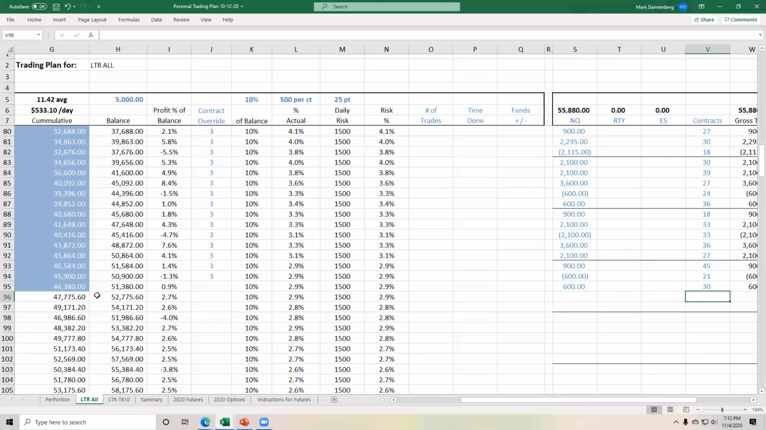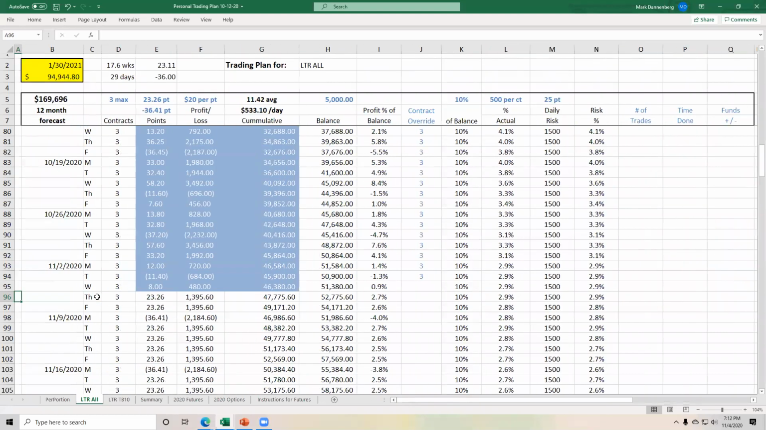All right, so I'm going to jump back to the 9:30 to noon category first. I'm going to start here. There's 4 numbers up here on our personal trading plan. This one is telling us that of the 52-week plan, which is forecasting our income, we have 17.6 weeks behind us. So we've already entered daily information for the first 17.6 weeks of a 52-week plan. Of that 17.6 weeks, there have been 29 losing days.